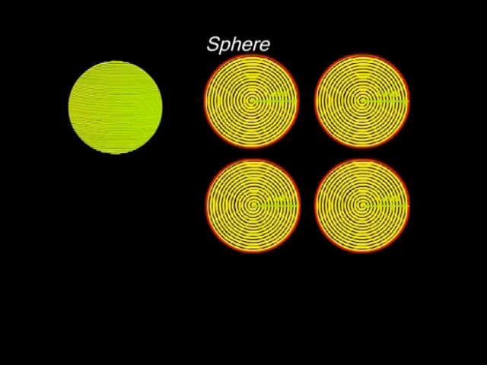You will notice that the thread used for covering the surface of the sphere is equal to the sum of the areas of 4 circles of the same radius. And so the surface area of a sphere is given by the formula: surface area is equal to 4 pi r squared, where pi r squared is the area of a circle.